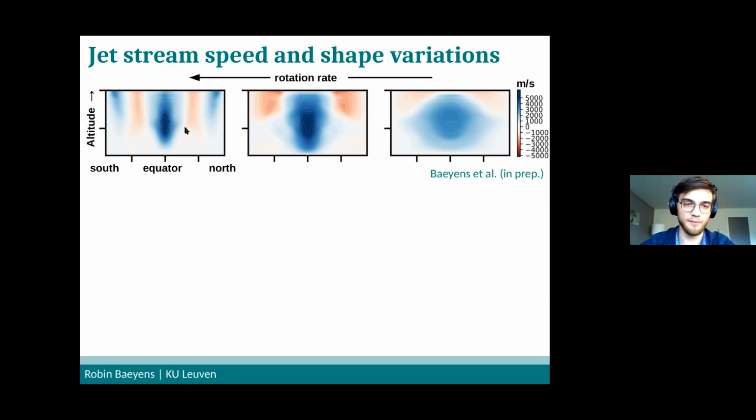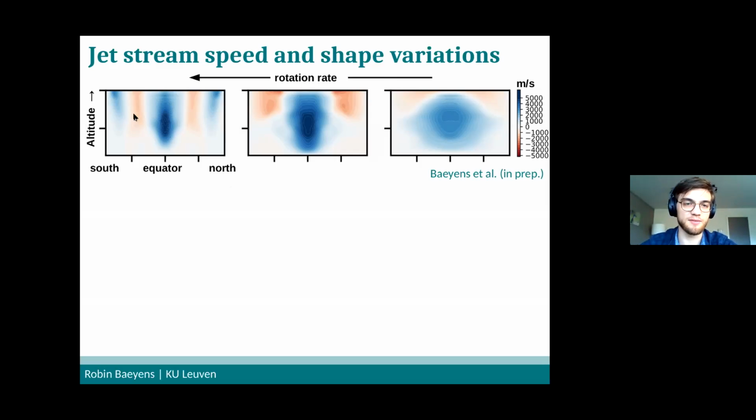So you can see the bright blue blob in the middle is this equatorial jet stream that we are talking about. As the rotation rate increases, it seems that also this equatorial wind speed increases as well. For slow rotators, it's quite low. For fast rotators, it's quite high. And the jet stream becomes narrower as well.